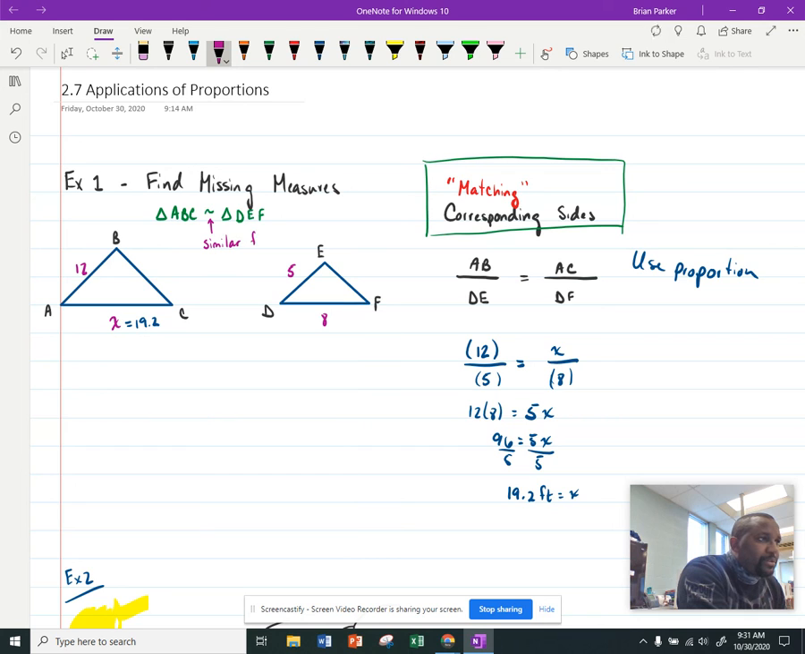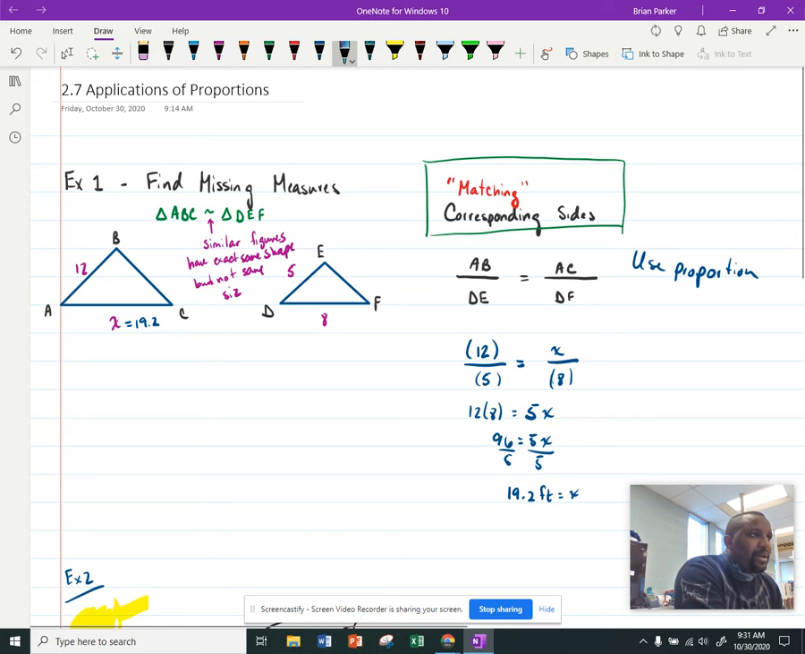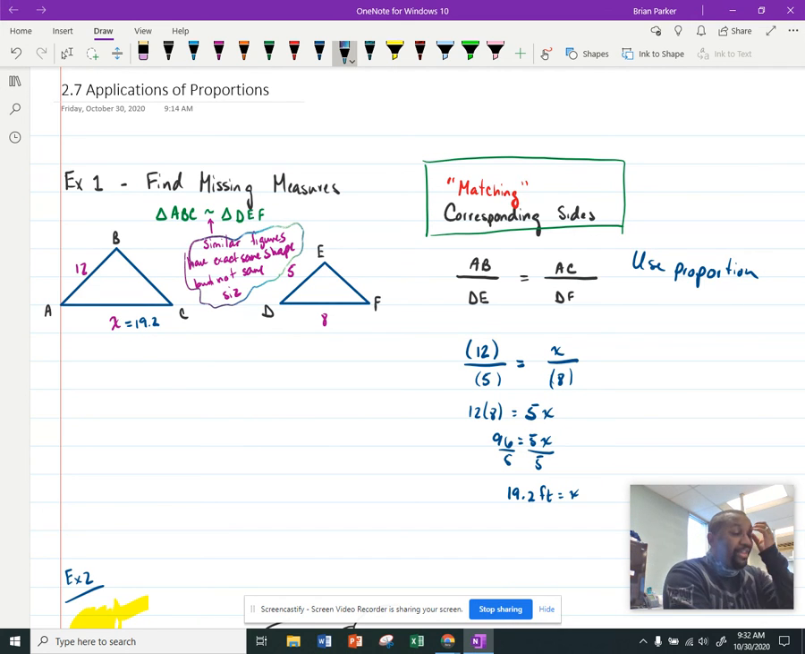Similar figures have the exact same shape, but not the same size. Okay, same shape, but not the same size. And that's what we noticed about this first one here. All right, notice this triangle is a little bit bigger than this other one, but they are the exact same shape. They're just not the same size.